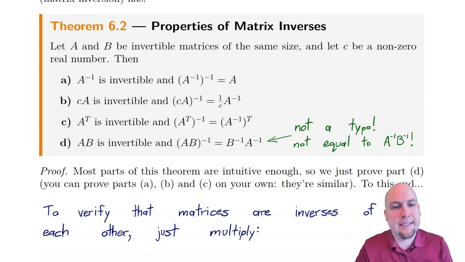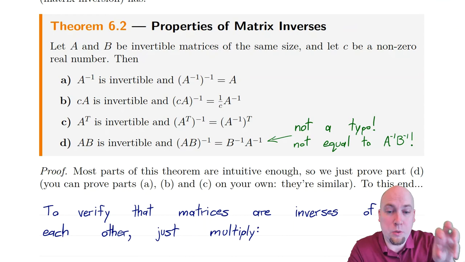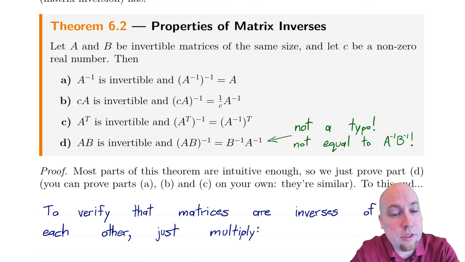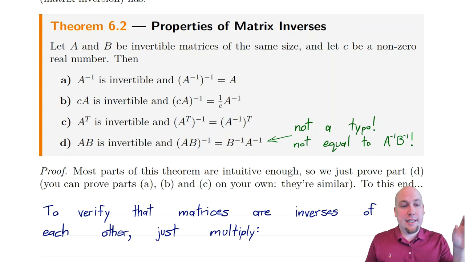Property D says, if you construct a matrix product, and you know that both matrices in the product are invertible, so A is invertible and B is invertible, then the product AB is also invertible. And furthermore, the inverse of the product is just the product of the inverses, with the caveat that you have to swap the order of multiplication.